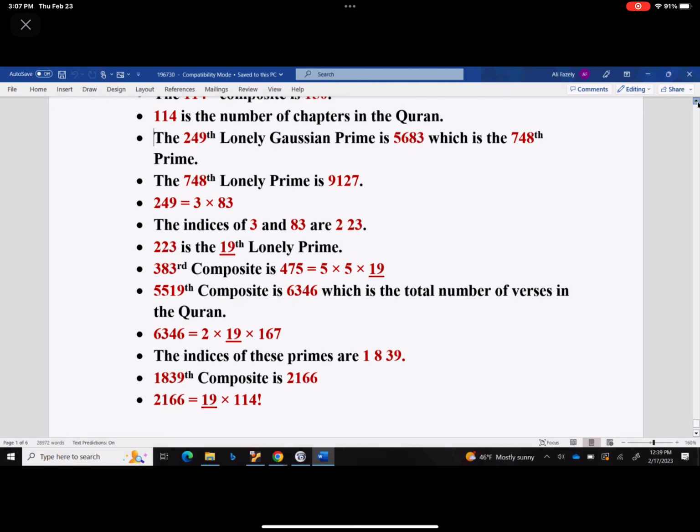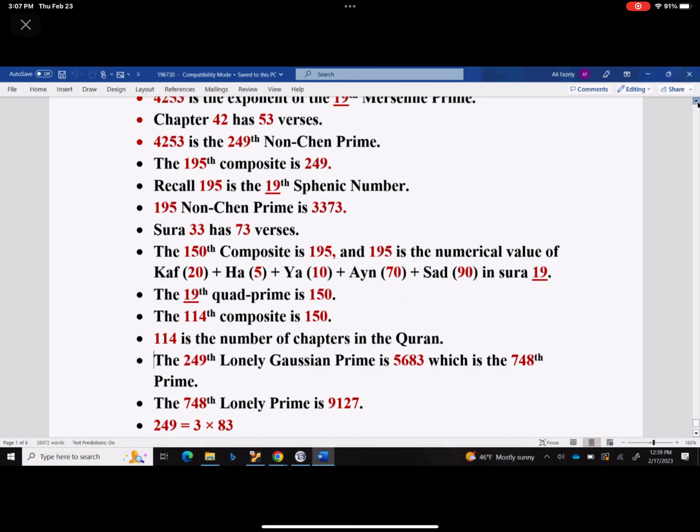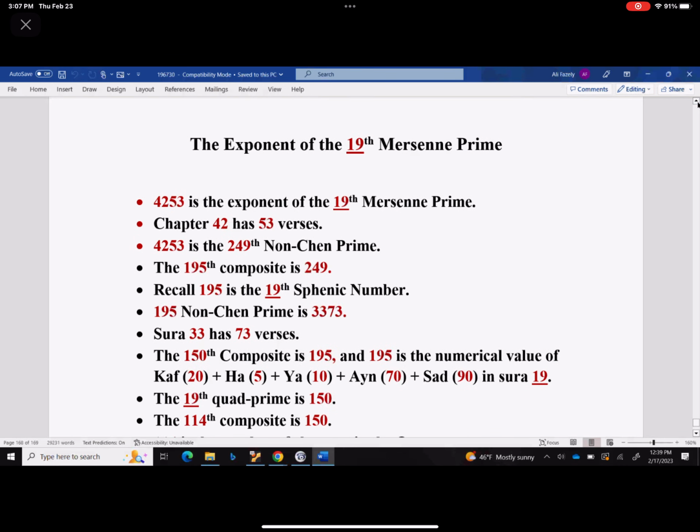I have something that I put together, and a lot of it is reminders of the stuff that we've done before, but now I want to do this again because now I have a better understanding why these things are the way they are, these numbers. So, the exponent of the 19th Mersenne Prime. 4253 is the exponent of the 19th Mersenne Prime. We know that since 1962.